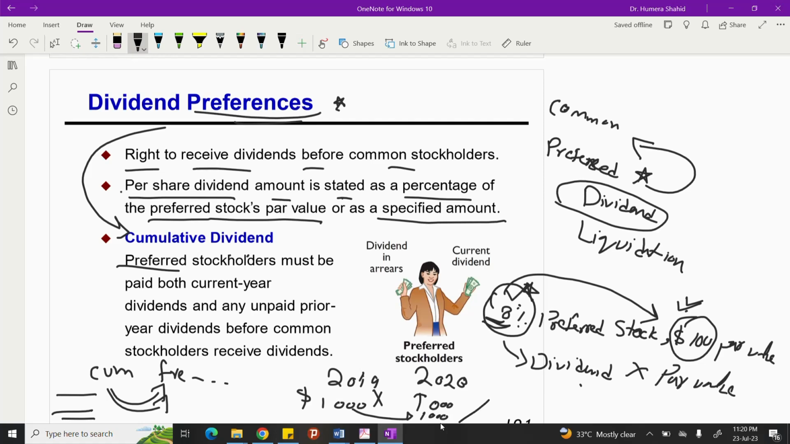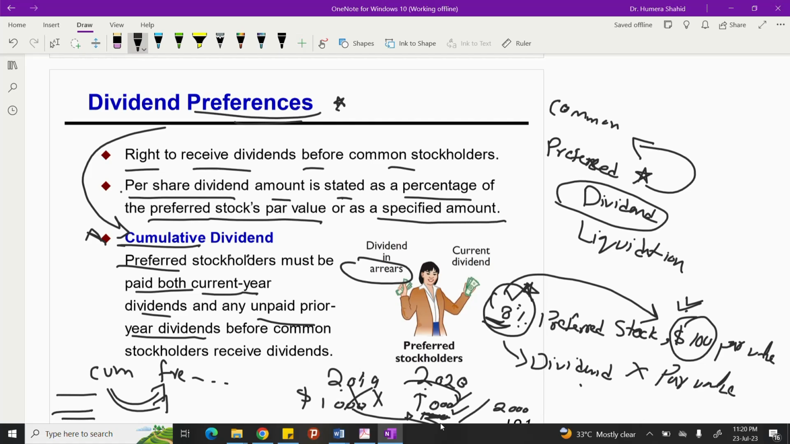So in 2020, the 2019 dividend as well as the 2020 dividend will be paid out, that will be 2,000 together. So this is known as cumulative. So preferred stockholders must be paid both the current year dividend and any unpaid prior year dividend, unpaid meaning arrears, before you give the dividend to the common stockholders. This is known as cumulative dividend. If the preferred stock dividend is non-cumulative, then if in 2019 or any year the dividend is not paid, next year it is not added.